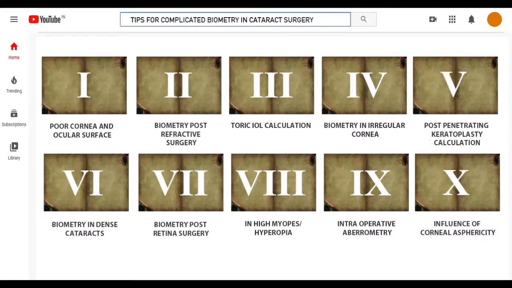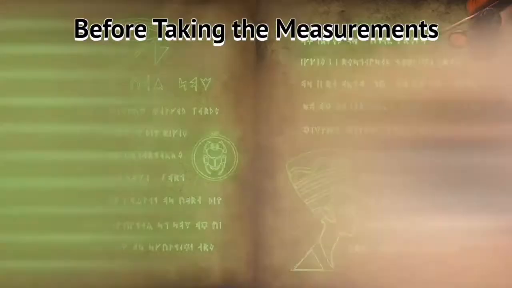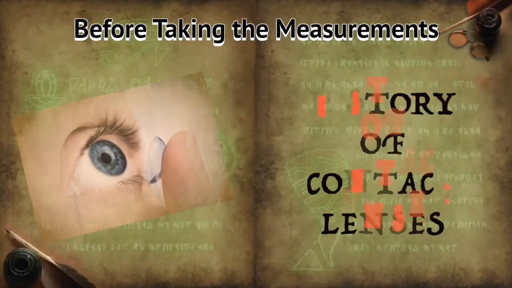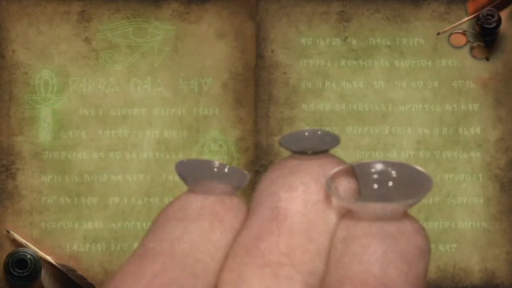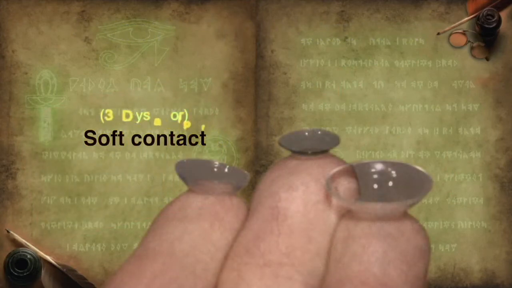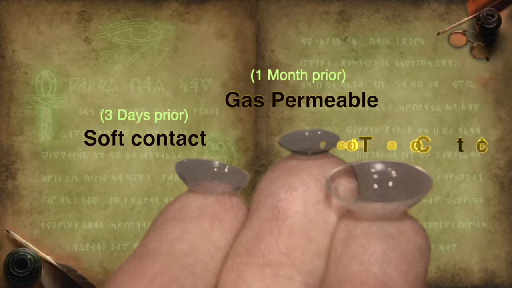We did an online search for this, and the first scenario is that of poor cornea and ocular surface. The commandment to be followed here is taking history of contact lenses. The patient needs to remove a soft contact lens 3 days prior, a gas permeable lens at least 1 month prior, and a toric lens 1 week prior.